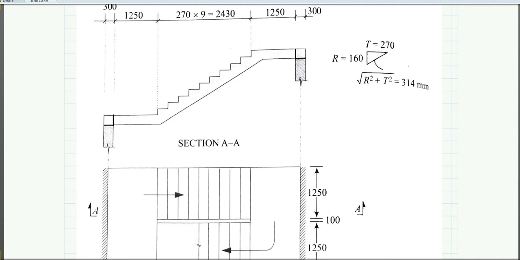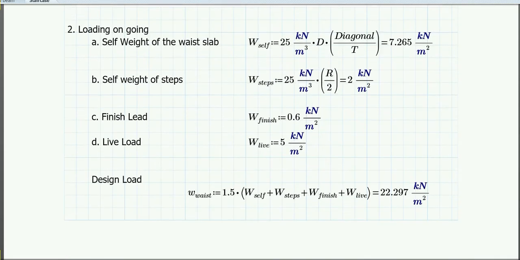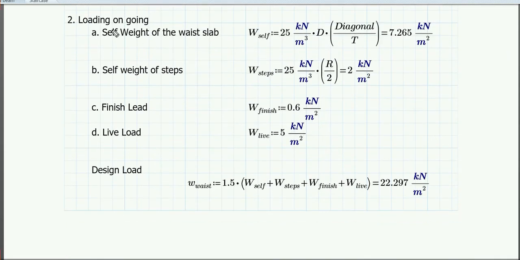First, let us calculate the loading on the going. The self weight of the waist slab is 25 kilonewton per meter cube. So this is the self weight into depth into diagonal by T. What is T? T is the tread dimension, the tread width, that is 270, and the diagonal is the width that we have calculated initially. So why have we multiplied with this? Why not only self weight into the total depth? We have done that, but also multiplied with another factor.